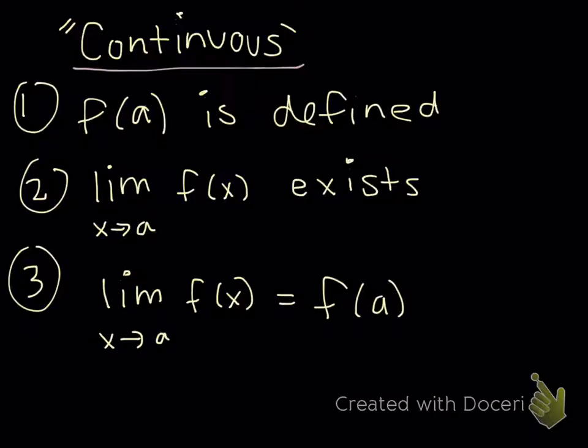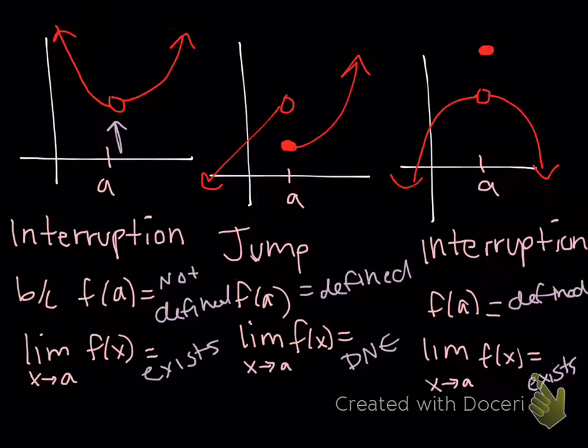There are 3 criteria it has to fit. F of A must be defined, the limit must exist, and the 2 things have to be equal in order for it to be continuous. So let me go back real quick. Notice this third one, F of A was defined, and the limit exists, but these 2 y values would be different. So this would not be continuous. Continuity is the idea that you could draw along the whole thing and never pick up your pencil once. That would be continuous. Here I would have to trace my pencil along, stop, go up to that dot, and come back down. So notice that is not one continuous motion.